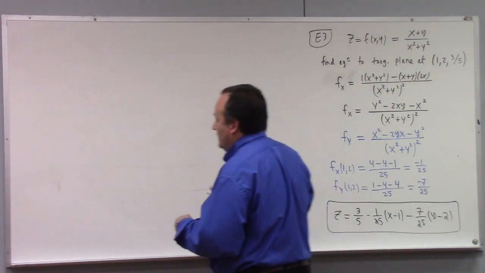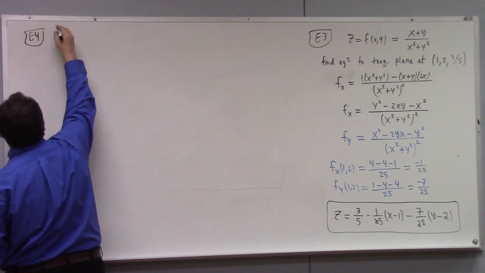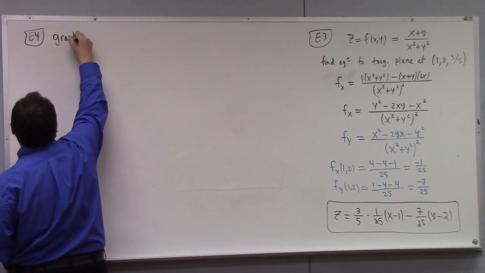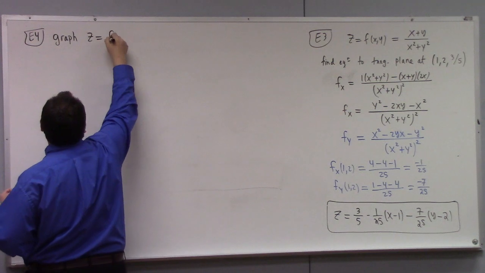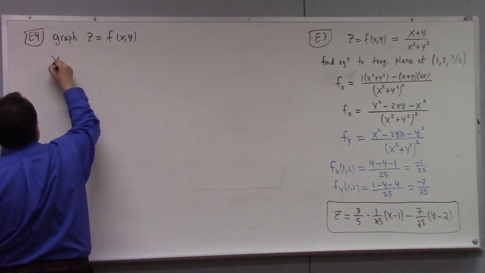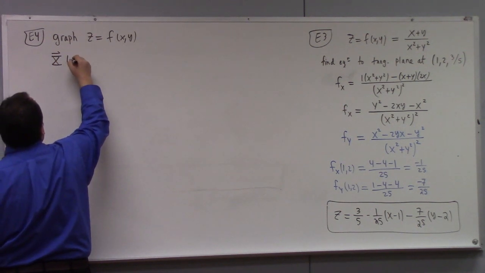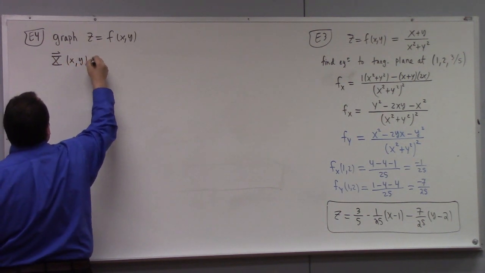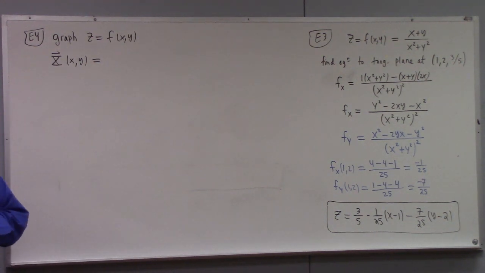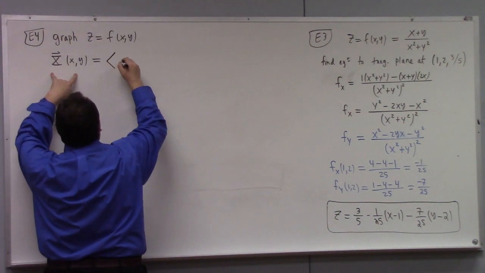Okay, so example 4, I'm going to revisit the graph again. So graph z equals f of x, y, right? I would like to point out to you that we can just as well think of this as a patch. It is a patch formed by what? What's my formula for x?